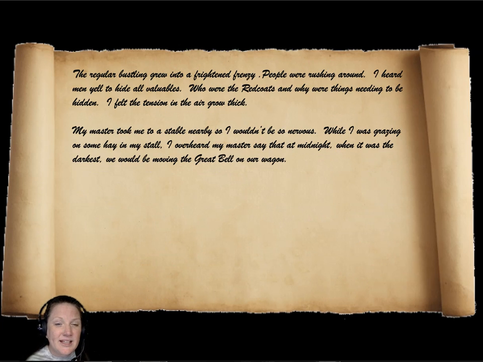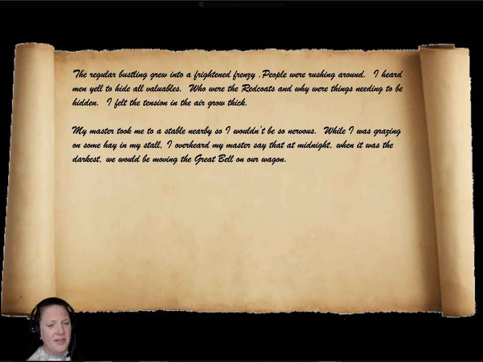The regular bustling grew into a frightened frenzy. People were rushing around. I heard men yell to hide all valuables. Who were the redcoats, and why were things needing to be hidden? I felt the tension in the air grow thick.